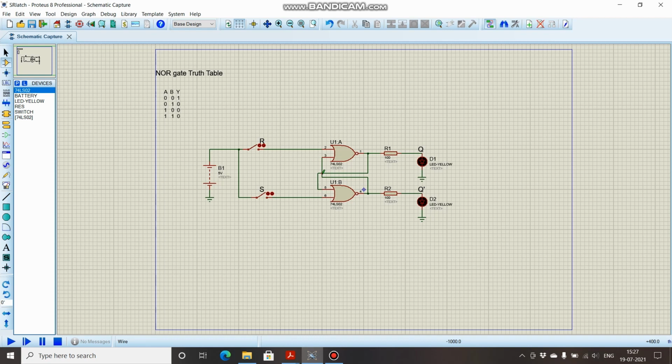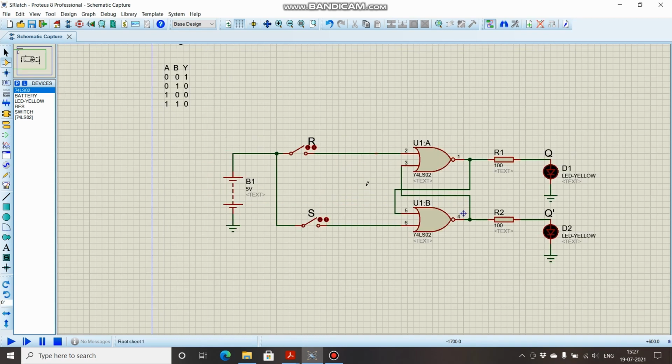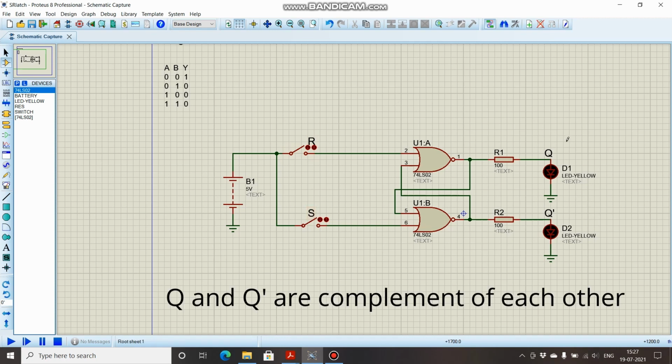So here is the circuit for the SR NOR latch. As I had told, in the SR NOR latch, two cross-coupled NOR gates are used, and these are the two inputs R and S. Remember, in an SR NOR latch, the order is important: the first input is R, the next is S, and even in the output, the first is Q, the other is Q bar.